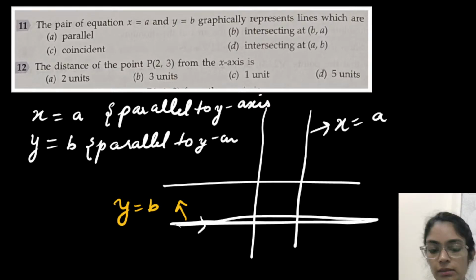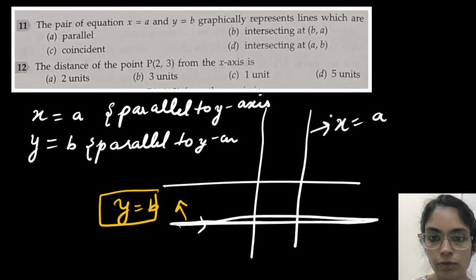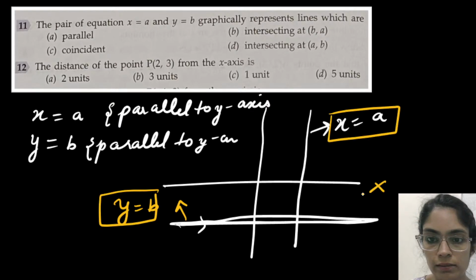The option you see, network issue. It's x-axis, not y. This is the x-axis, but the equation is y is equal to b, and this is x is equal to a. This is the x-axis and this one is the y-axis.